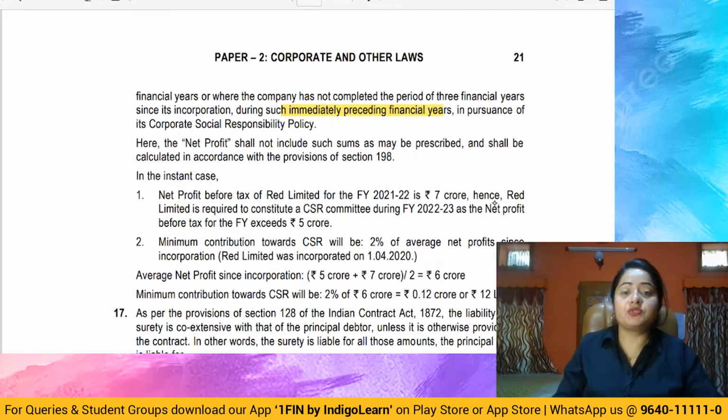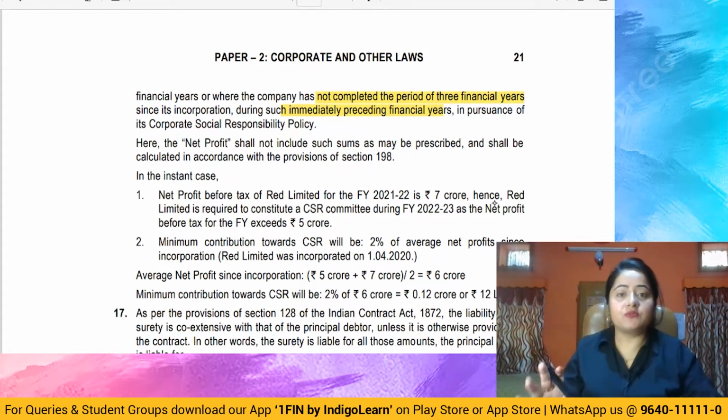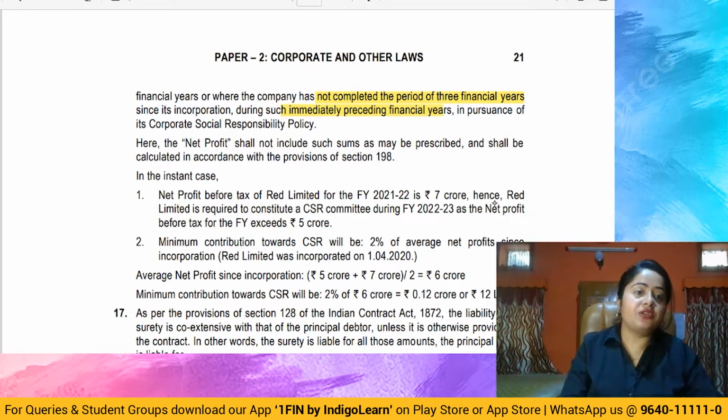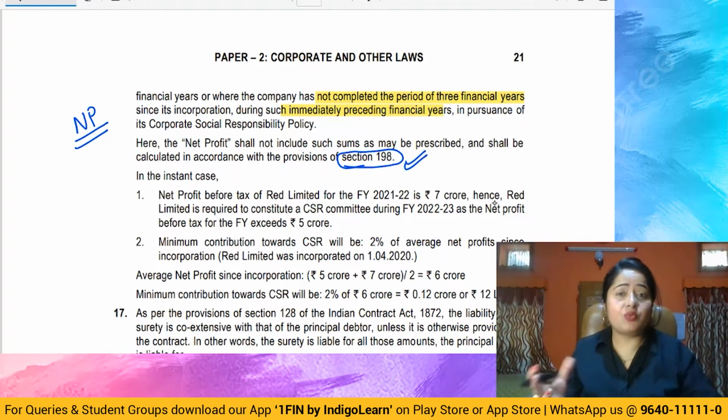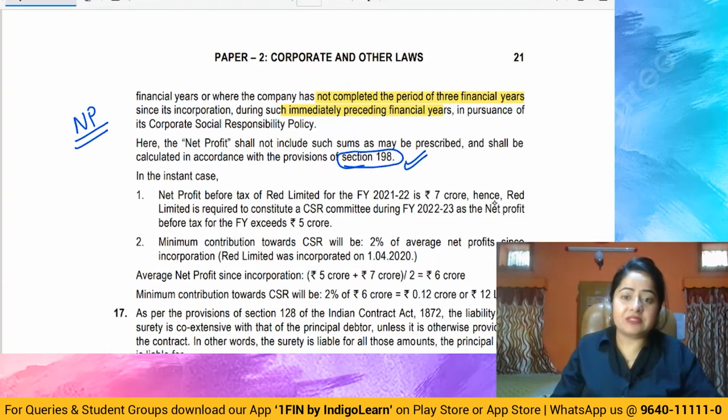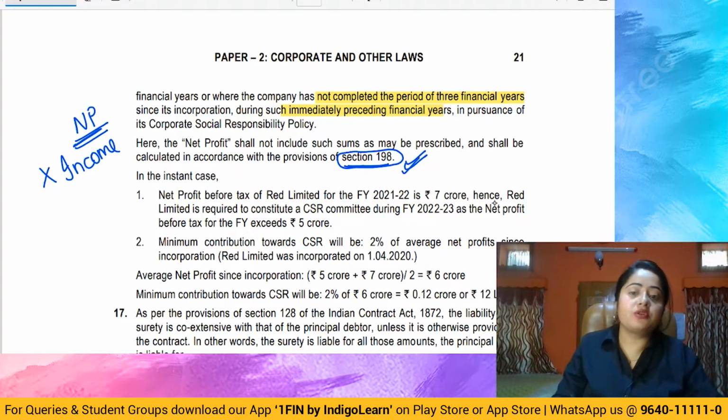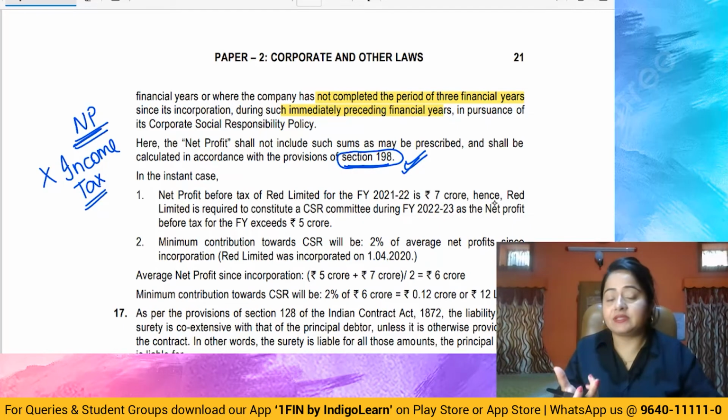But in case the company has not completed the period of 3 financial years, then as many years as this company has completed, we'll take the average of those net profits and calculate 2%. That amount will be used for CSR. Okay. Now, here when we say net profit, the net profit has to be calculated as per section number 198. Now, section number 198 is not in our course, but we have discussed that this net profit will not include income tax. Okay, it is mentioned in section number 198 that income tax should not be part of this net profit when we are calculating this net profit.